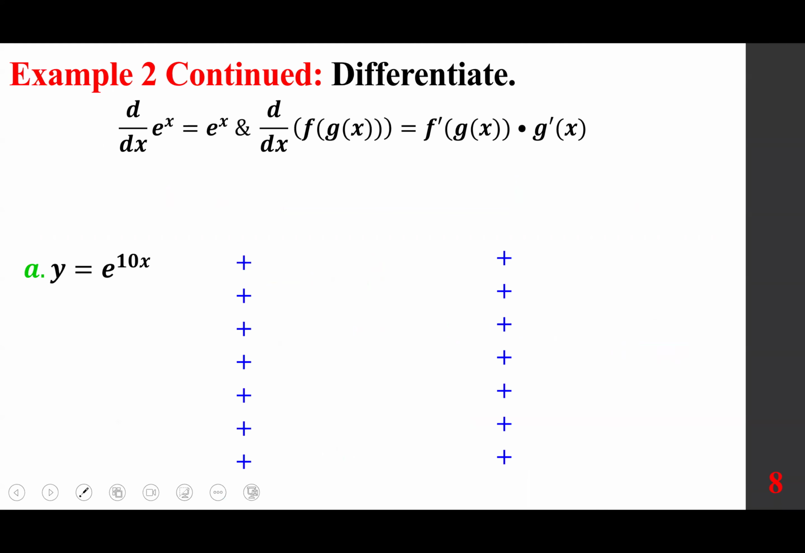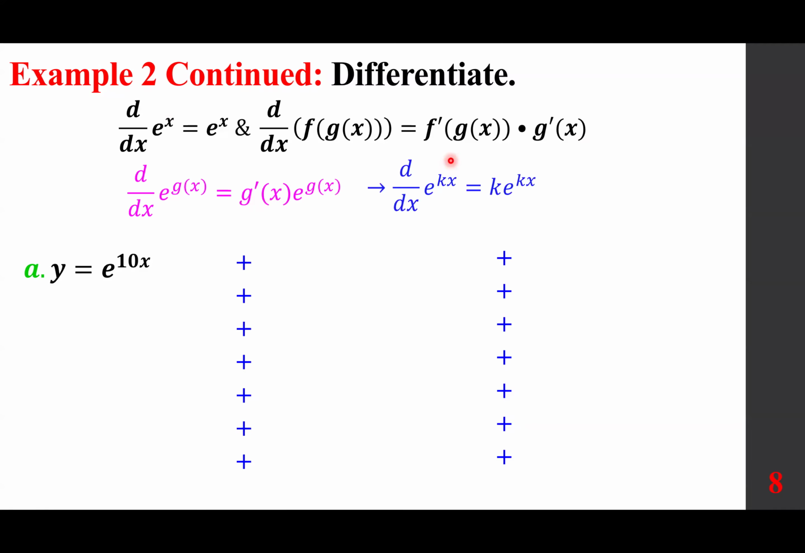Exponential functions, we want to find the derivative of y equals e to the power of 10x. Reminding everyone, when you have e to the power of x, the derivative is itself. And when you have a composite function, the derivative is f prime of g of x times g prime of x. So what if the exponent is not x, but rather a function of x? So according to this, times g prime. So if you happen to have e to the power of g of x is itself, times g prime. If you happen to have e to the power of kx, you want to differentiate is itself times the derivative of kx, which is k.